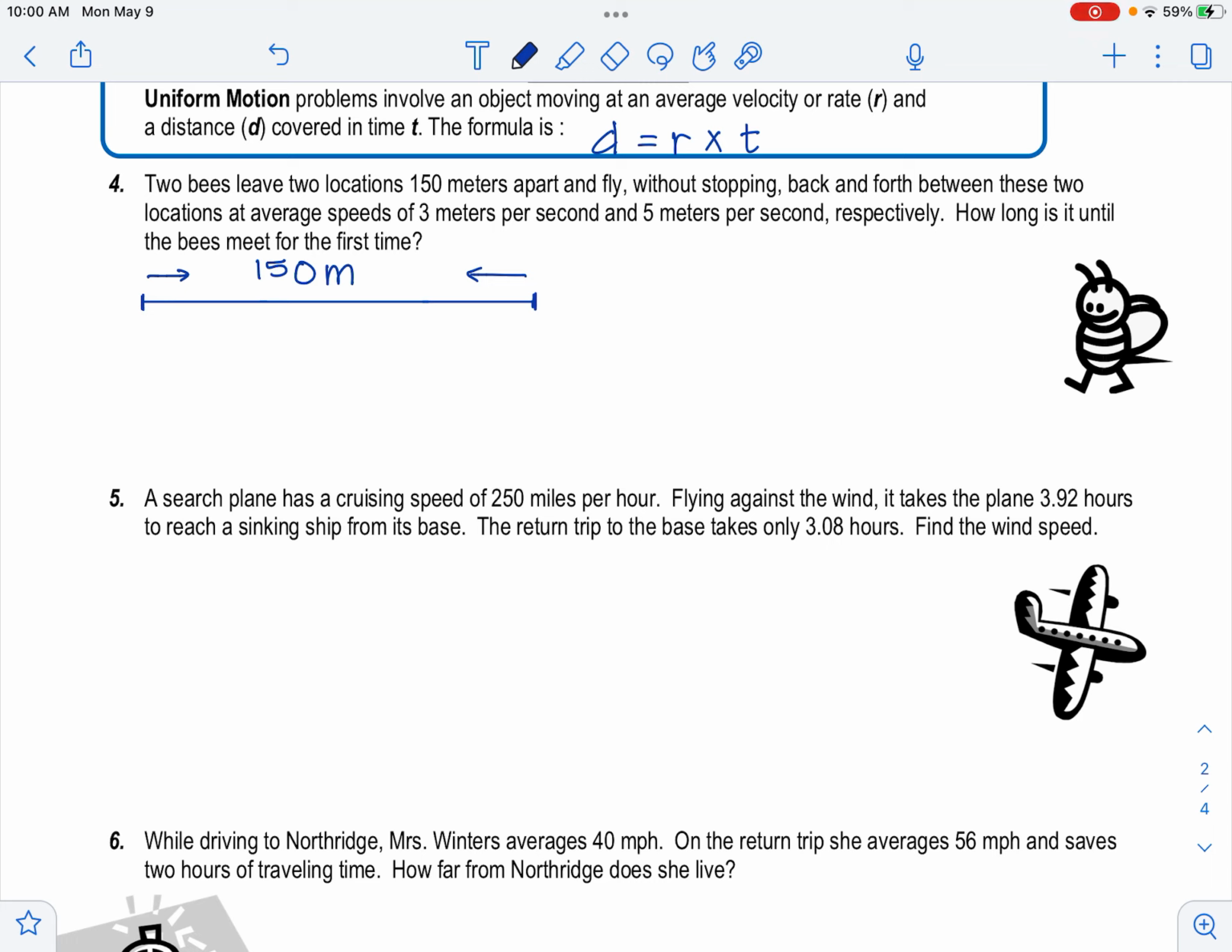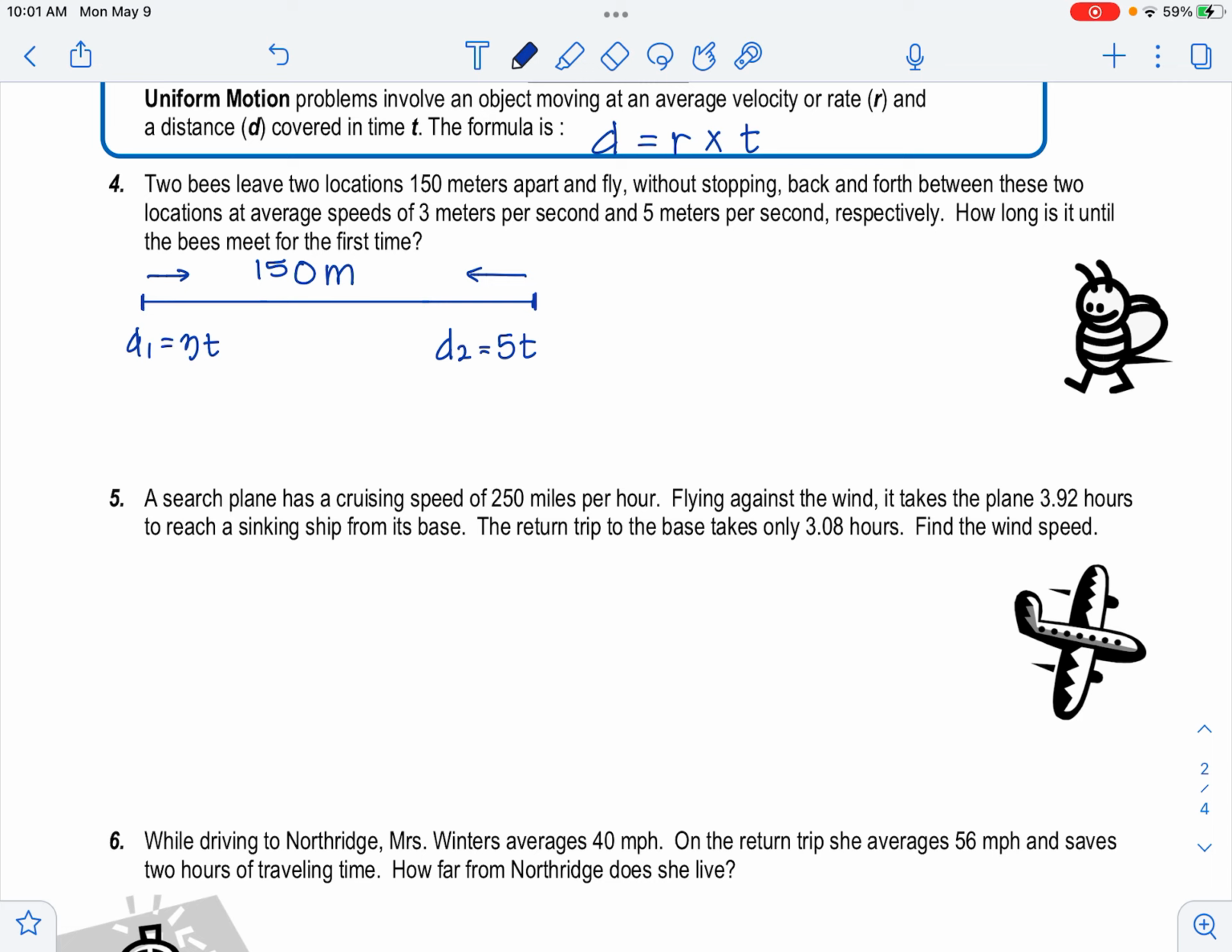All right, so now what I can do is for each bee, I can write an equation using distance equals rate times time. So they're both going two different distances because one's going 3 meters per second, the other one's going 5 meters per second. So I'm going to call this bee's distance 1. And then he's going 3 meters per second. So distance equals rate times time. So his rate is 3 meters per second, and I do not know how long it's taking him. The second bee, I'll call his distance 2, because once again, I don't know how long that is. And he's going 5 meters per second, and I don't know his time.